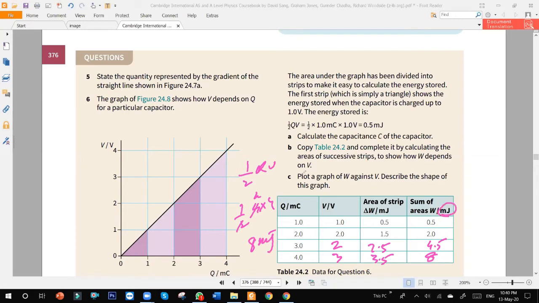Got it? So plot a graph of W against V. Describe the shape of this graph.